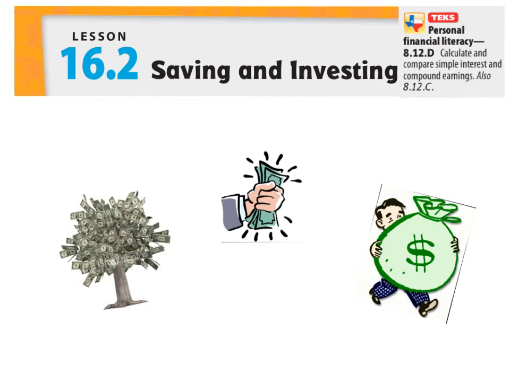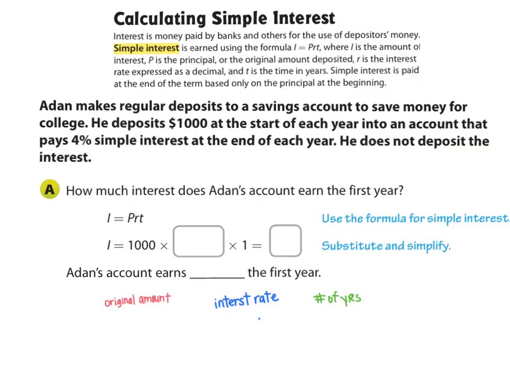Today in class, we started talking about saving and investing, and we are doing our financial unit, which is a little bit new. I am going to go over some of the homework so that hopefully you are able to understand it just a little bit better. We have two different kinds of interest when you're investing money or saving money. The first and probably the easiest way to calculate interest is simple interest.